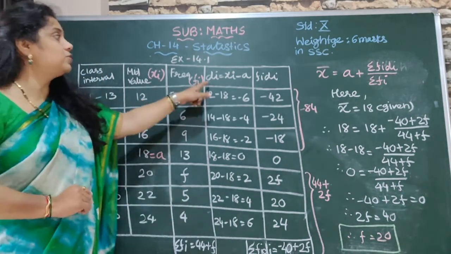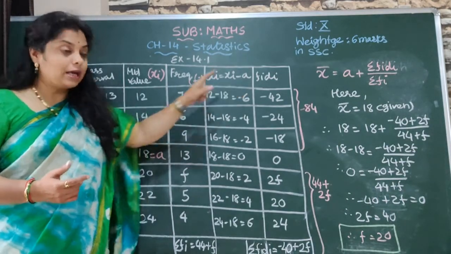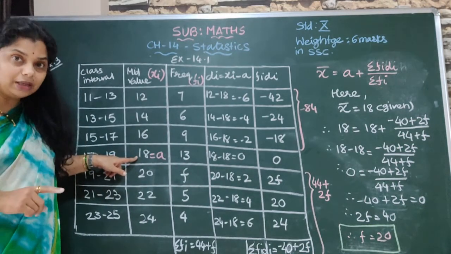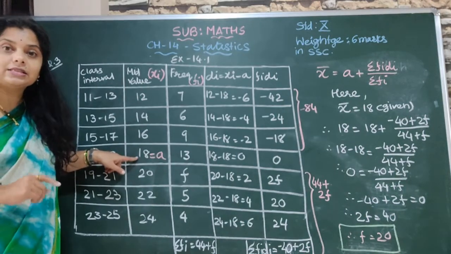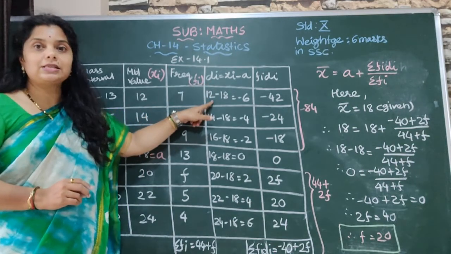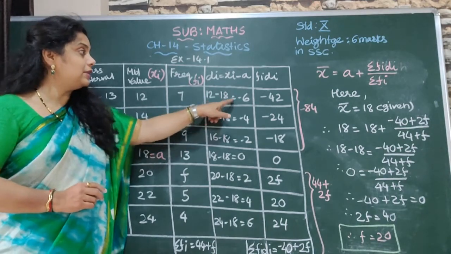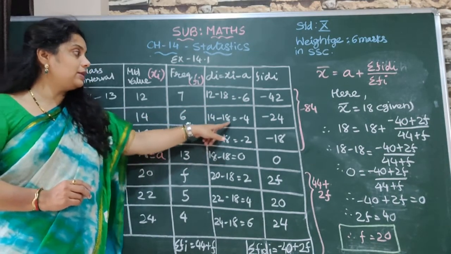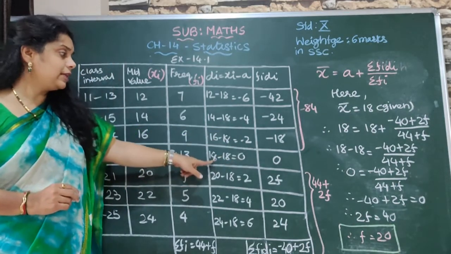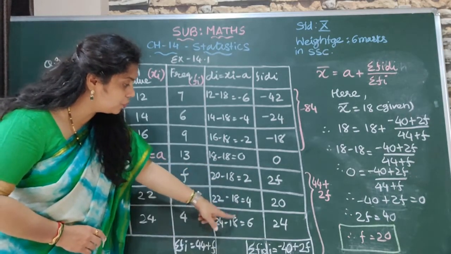Now, the next thing is to find out Di. What is Di? Di is xi minus A. As we already selected our value A, which is the assumed mean, and I selected 18 as the assumed mean here, therefore Di for the first class is xi minus A. Here xi is 12, so 12 minus 18 is minus 6. Similarly 14 minus 18 is minus 4, 16 minus 18 is minus 2, 18 minus 18 is 0. Like that, it is 20 minus 18, 2, then 4 and 6.